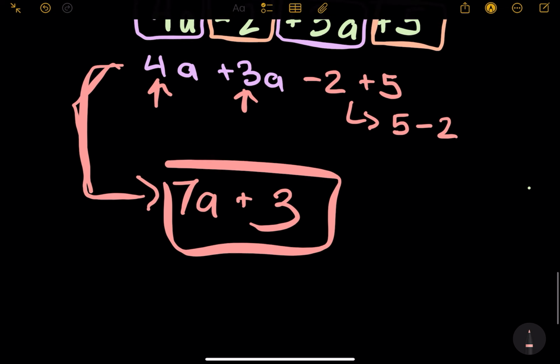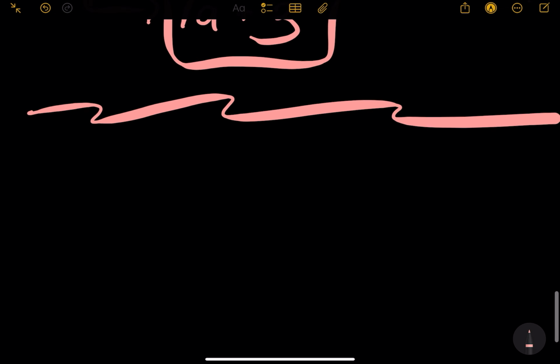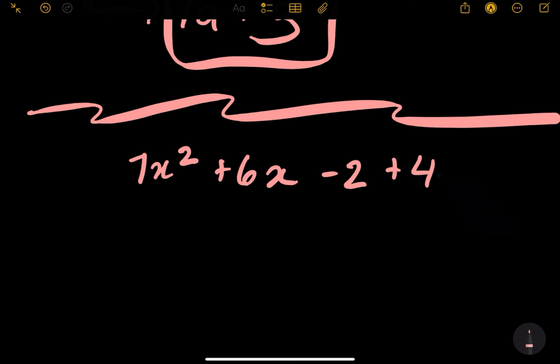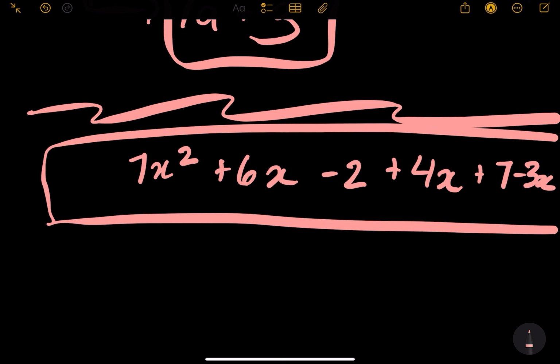For the final challenge, I will give you one question. Solve this and find the answer in the description. So, 7x squared plus 6x minus 2 plus 4x plus 7 minus 3x. Ooh, ran out of space there. But solve this question and find your answer in the description.